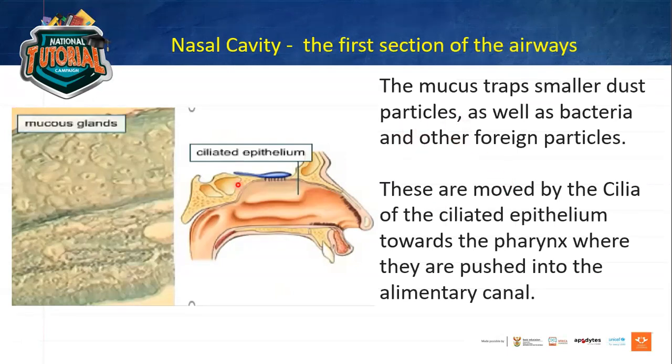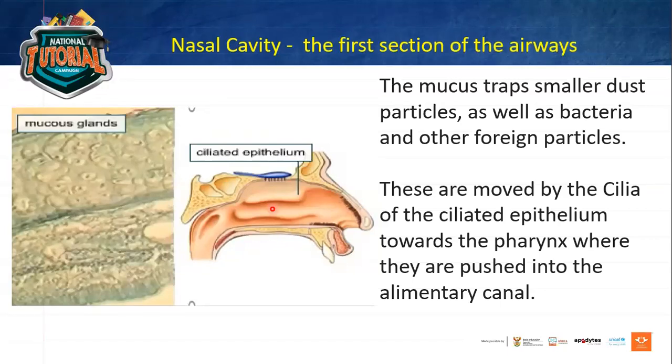The mucus here that is secreted by the mucus glands also traps the smaller dust particles that could not be contained by the hairs at the entrance. So there are certain dust particles that will escape the hair. Maybe they were smaller. So they'll be trapped in the mucus, which was secreted by the mucus glands.